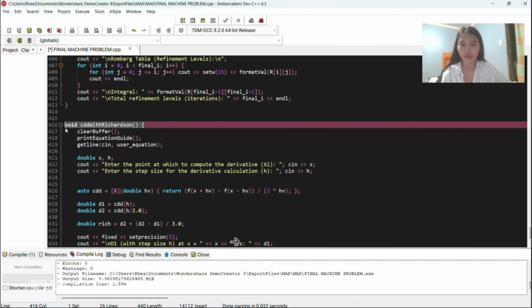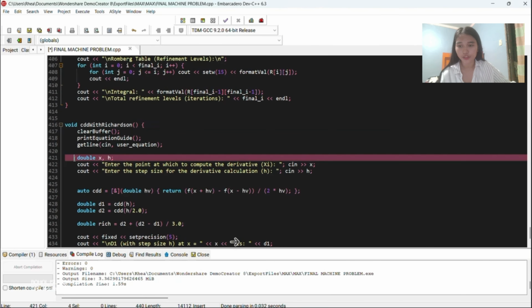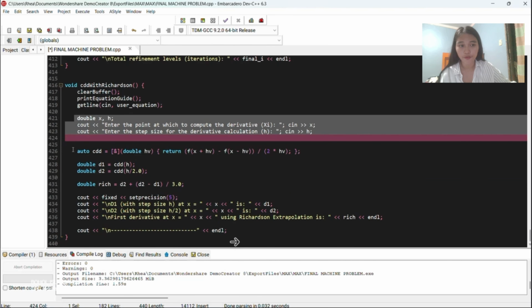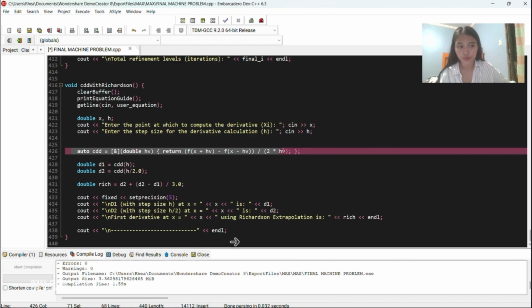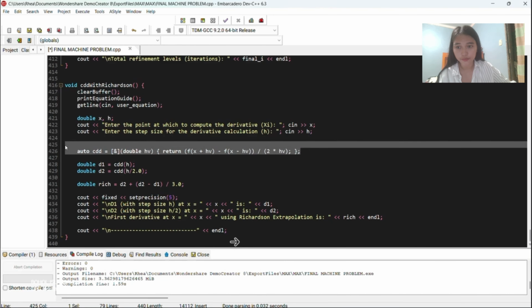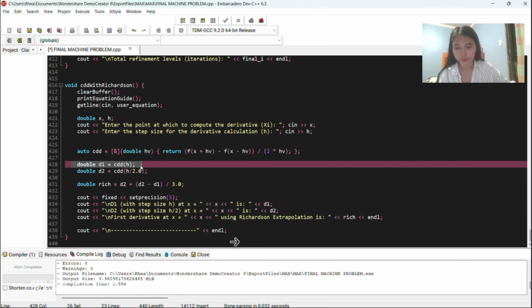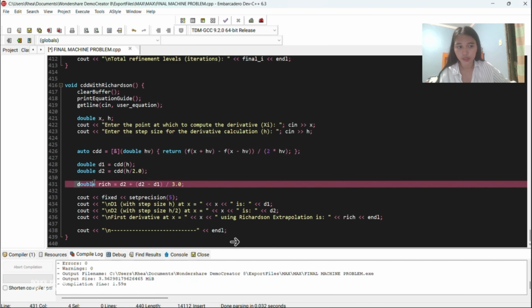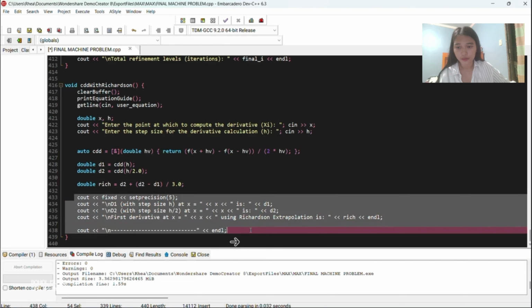As you can see, this is the Richardson function. This is the Richardson or CDD formula and logic. And this one is the Richardson formula. Yeah. And this is the derivation 1 and derivation 2. And this is the Richardson formula. Okay. So as you can see, this is the formatting output.